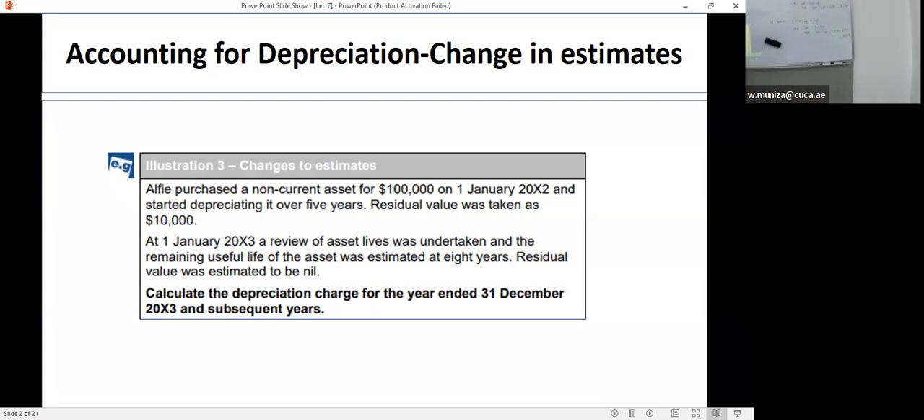They are requiring us to calculate the depreciation charge for the year ended 31st December 2003 and subsequent years. LP purchased a non-current asset for $100,000 on 1st January 2002. Students, pass the accounting entry for this. LP purchased a non-current asset for $100,000 on 1st January 2002. Please pass your accounting entry.